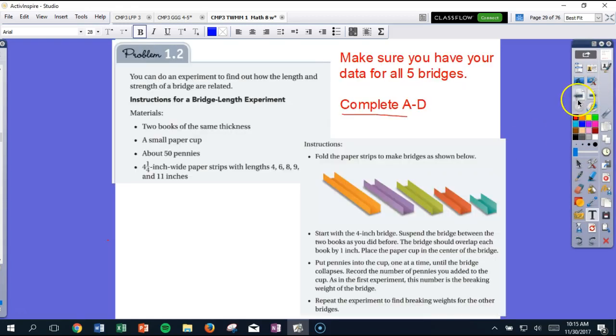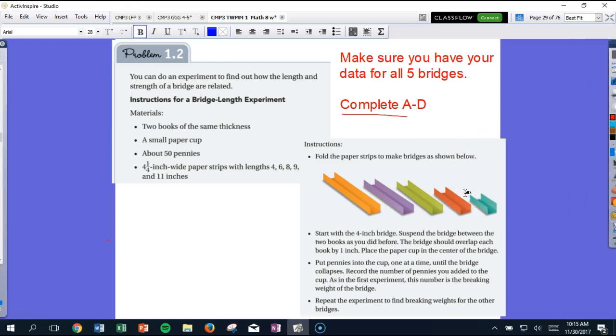Now, the experiment's going to be similar. We're still going to use the virtual bridge experiment instead of using the actual paper and pennies. But as you see here in the book, it tells you that we want lengths of 4, 6, 8, 9, and 11 inches, and we're going to go with the thickness of just 1.